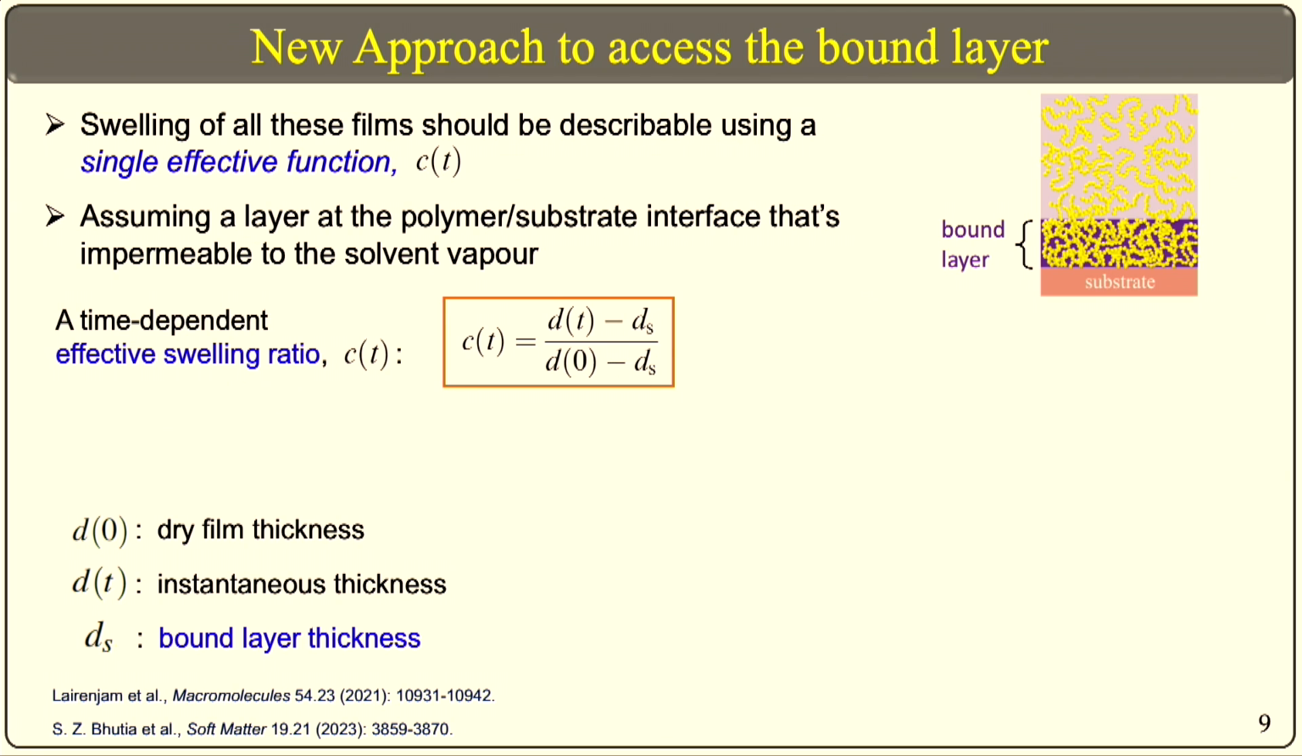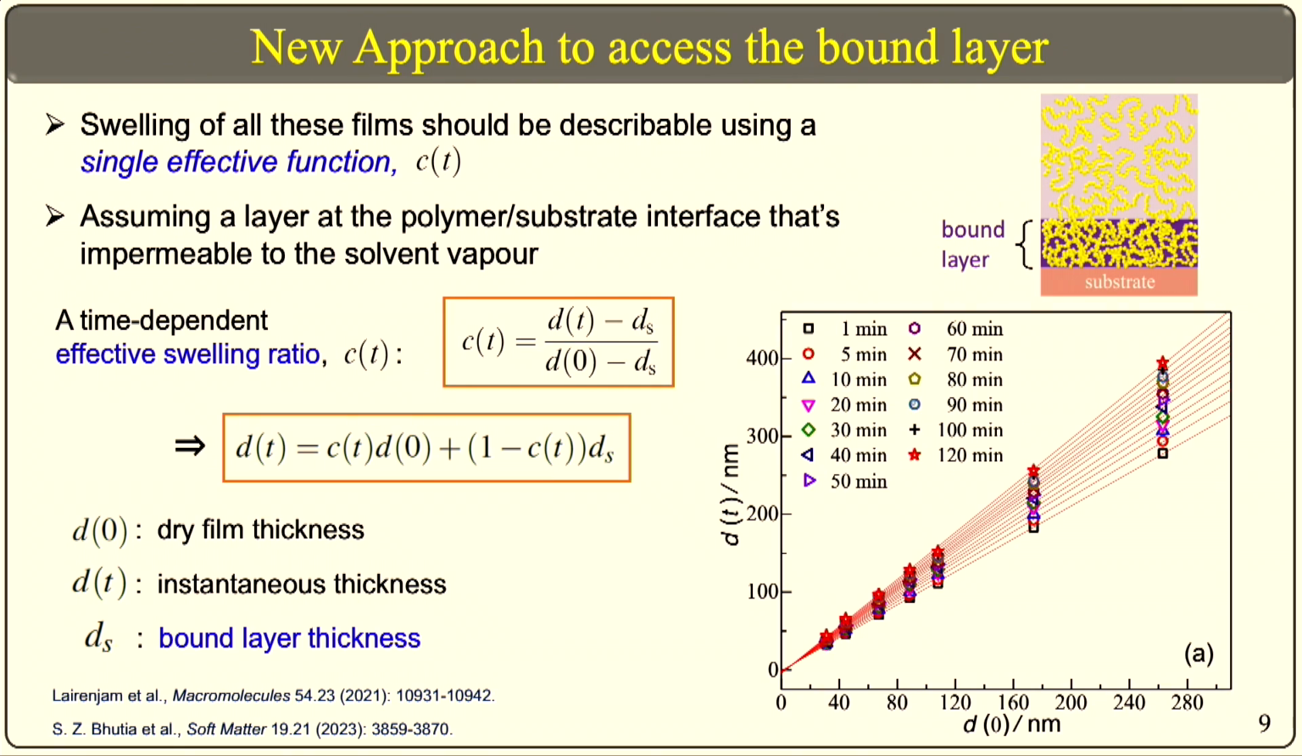So then we use this simple equation where we subtract out d_s, the bound layer thickness, and we plot the instantaneous film thickness as a function of dry initial film thickness. Interestingly, we see that for a range of different time intervals, the data lies on a straight line, and we can bring this equation into the form of a straight line and fit it. From the slope we determine C of t, the effective swelling function, and then from the slope and the intercept, d_s, the bound layer thickness.